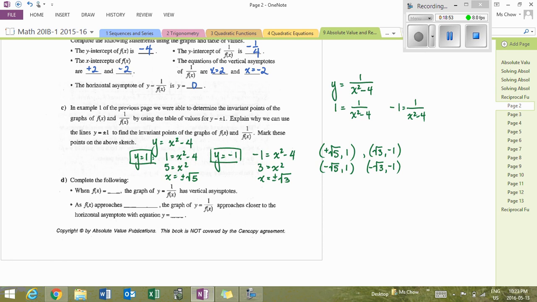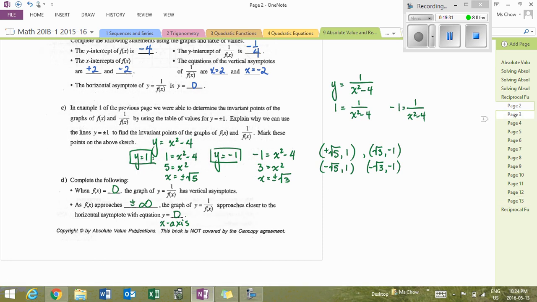So completing the following then, so when f of x is equal to 0, then of course we've got vertical asymptotes. So what is that essentially saying? When y is equal to 0, we've got vertical asymptotes because we can't have 1 over 0. As f of x approaches positive or negative infinity, then the graph of y equals 1 over f of x approaches closer to the horizontal asymptote, and our horizontal asymptote has the equation y equals 0, because of course this is at our x-axis.